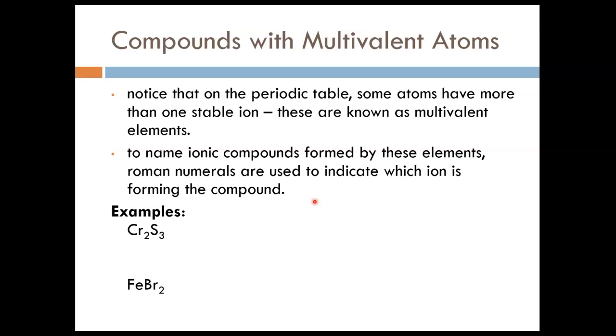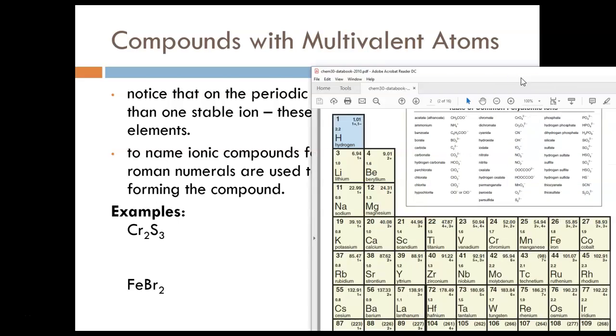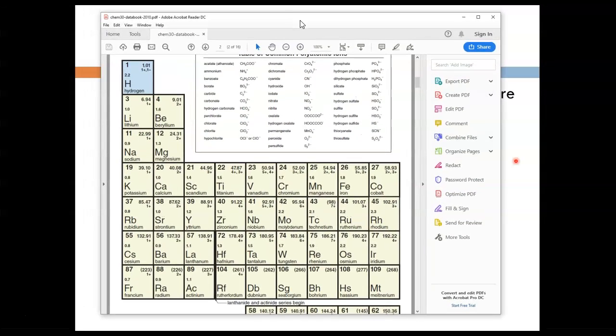So the first one is ionic compounds with multivalent atoms. You'll notice that on the periodic table, some atoms have more than one stable ion. These are known as multivalent elements. I'm going to drag a screen in here and show you what I'm talking about.